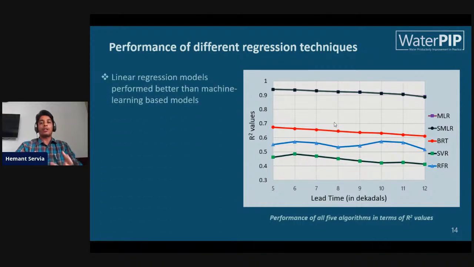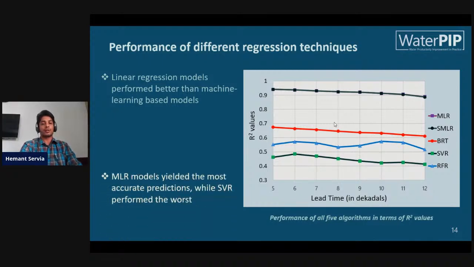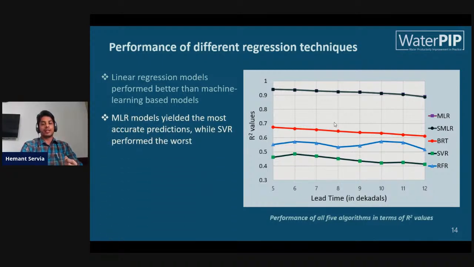When we present the results, the performance of all the 5 regression techniques was compared based on the values of their coefficient of correlation, and the results are presented in the graph in front of you. The linear regression models outperformed all the tested machine learning models, as can be seen with the values of R square, that is the coefficient of correlation. Multivariate linear regression, that is MLR, exhibited the highest prediction accuracies, while support vector regression, one of the machine learning based models, performed the worst.